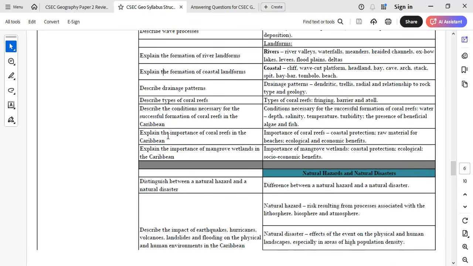Natural hazards and natural disasters. The last part of this section, you must be able to know what's the difference between natural hazard and natural disaster. Remember, if the natural event does not have the potential to cause any sort of threat or injury or loss of property to anybody, then it's not a hazard.